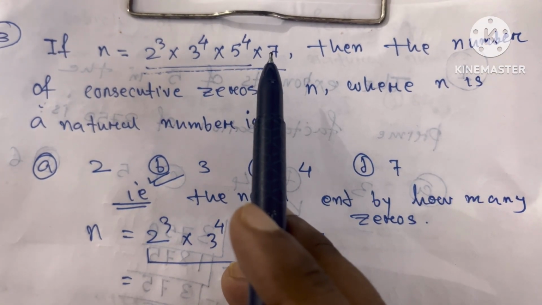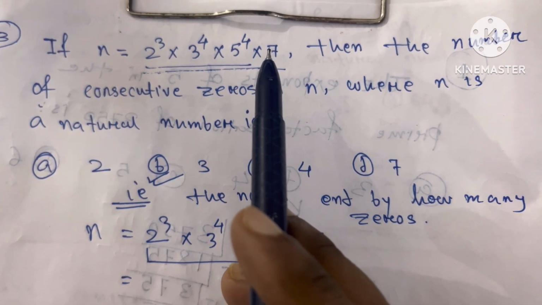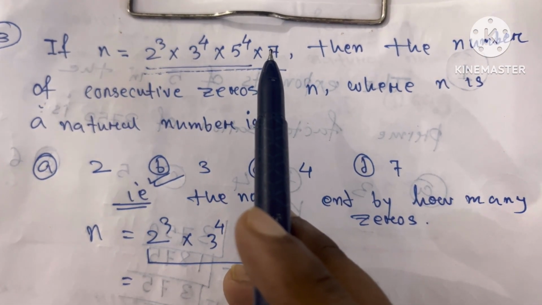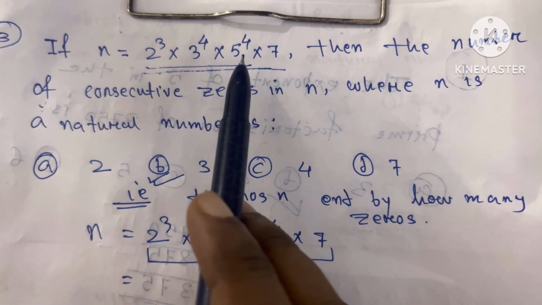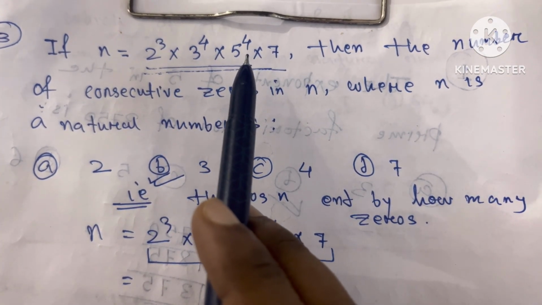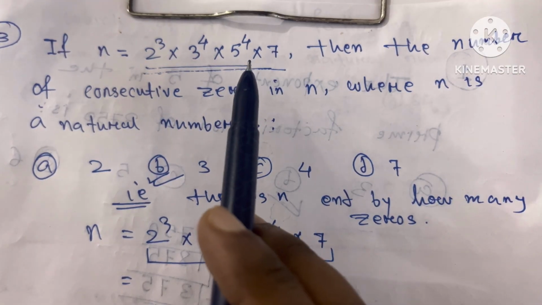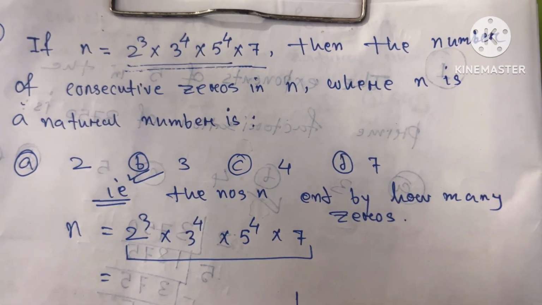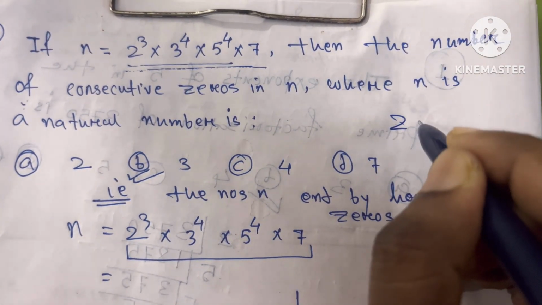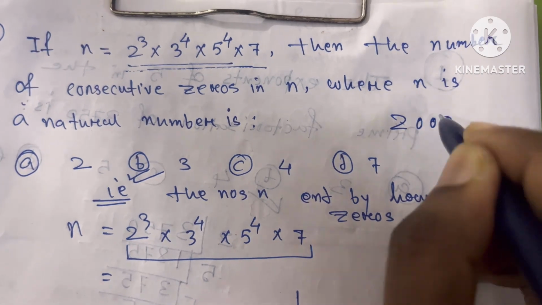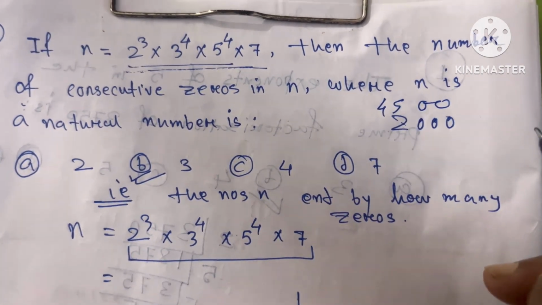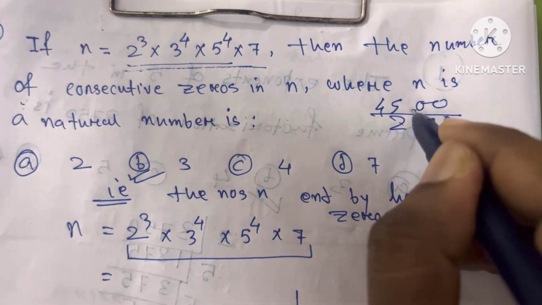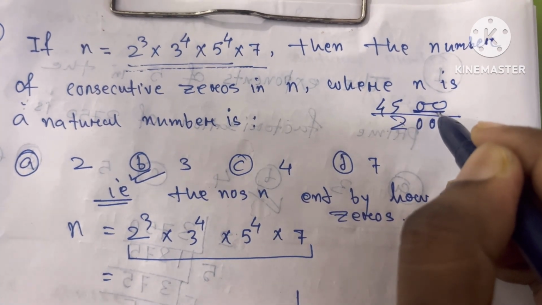We need to find how many zeros will come at the end. We'll get a number like this, for example 45000. If you get this type of number, then you can say this number ends with three zeros.